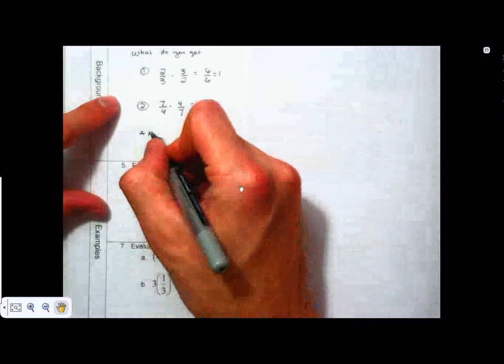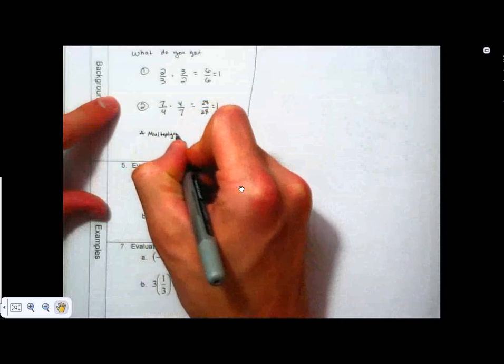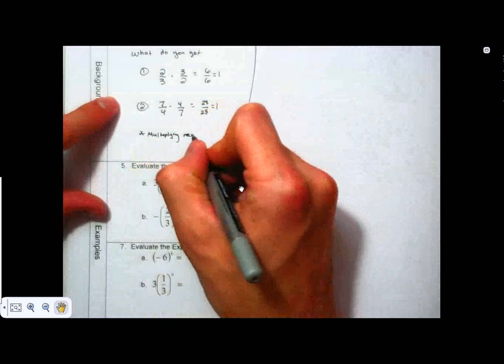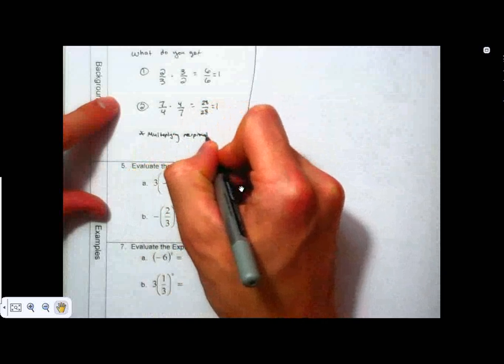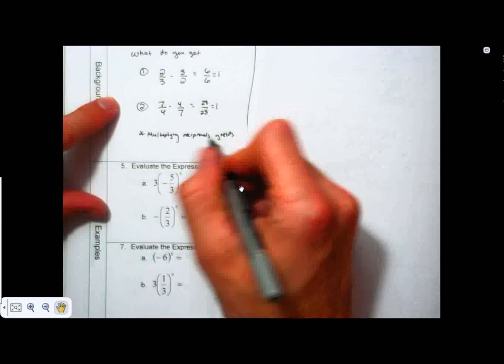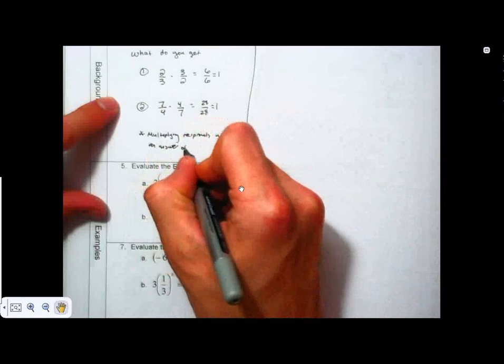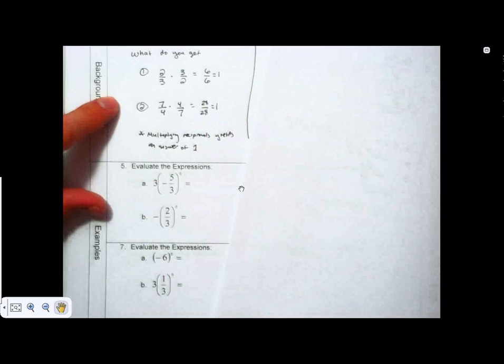So multiplying reciprocals yields 1 as an answer. Always.